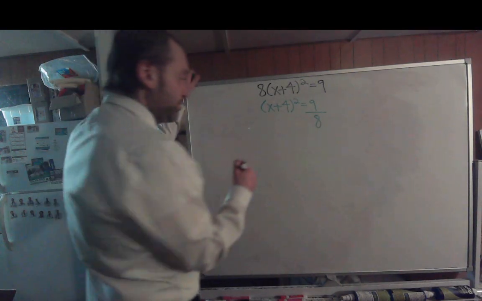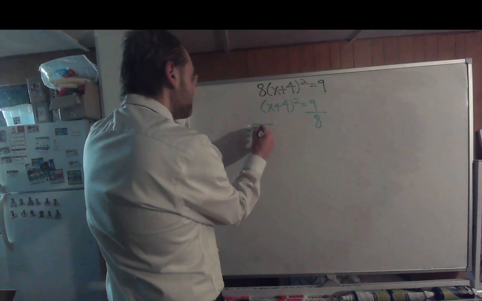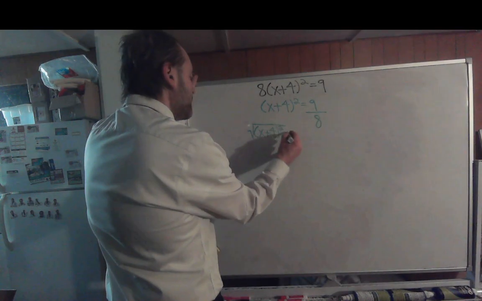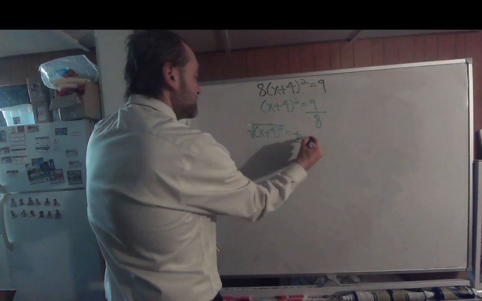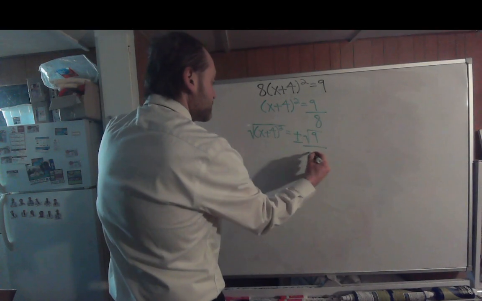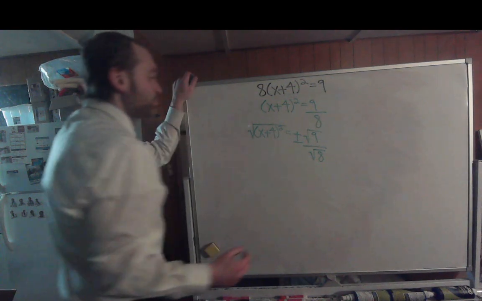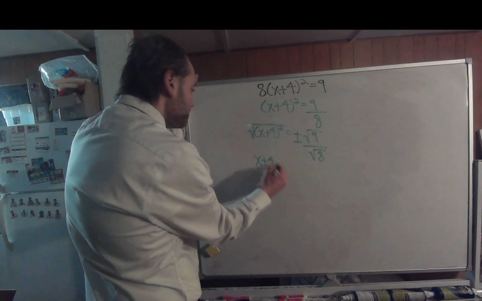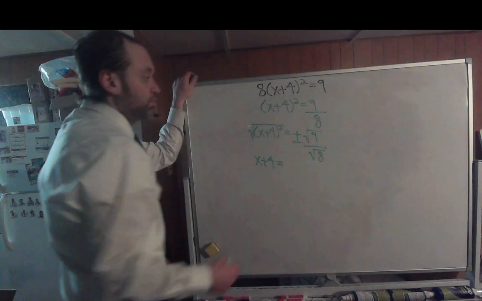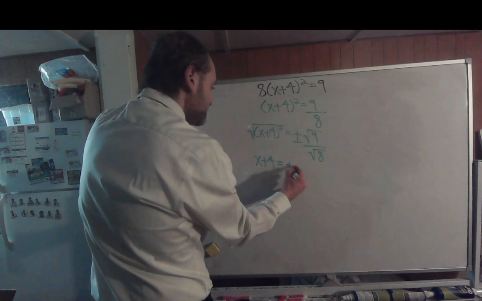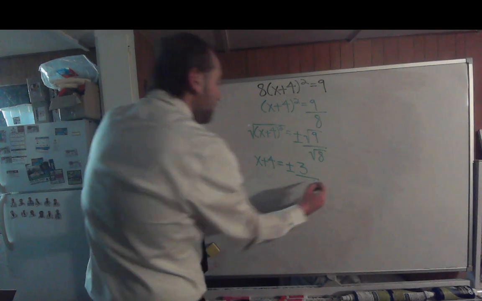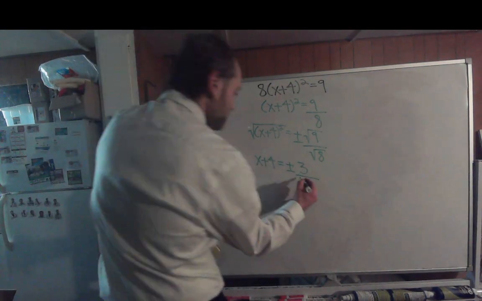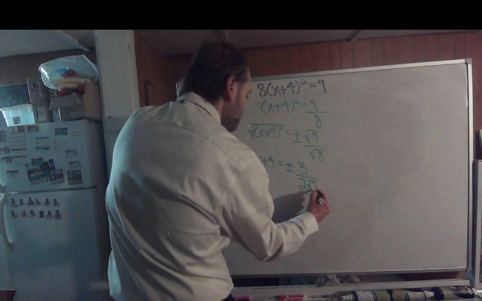Now we can take the square roots of both sides. So the square root of x plus 4 raised to the second power would equal plus and minus the square root of 9 over the square root of 8. The left side would just simply turn into x plus 4. That would equal plus and minus 3 all over the square root of 8, which breaks down into the square root of 4 times the square root of 2, so this would turn into 2 times the square root of 2.